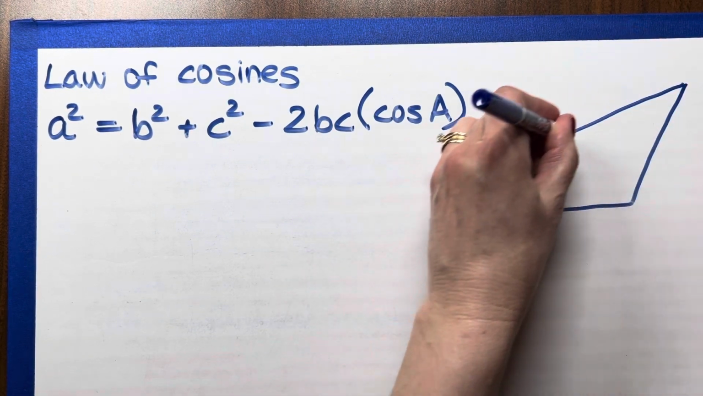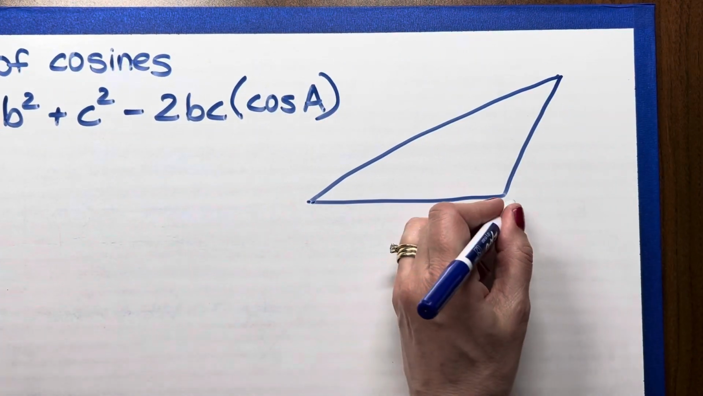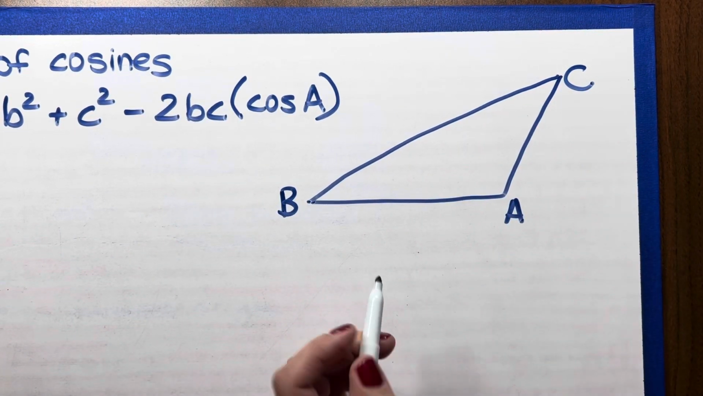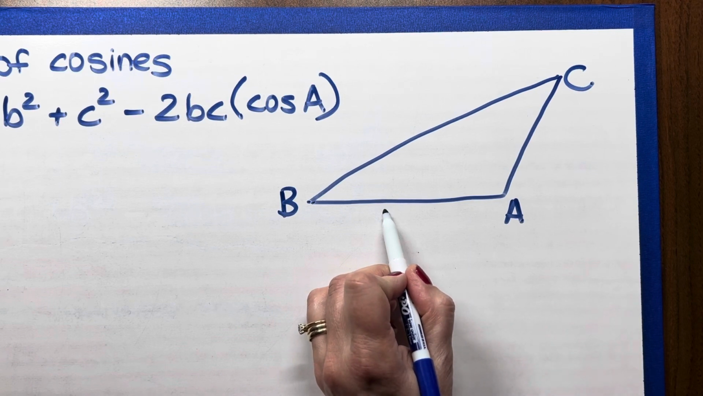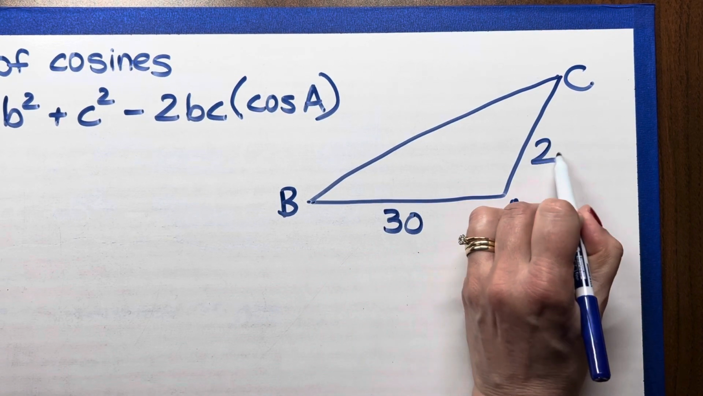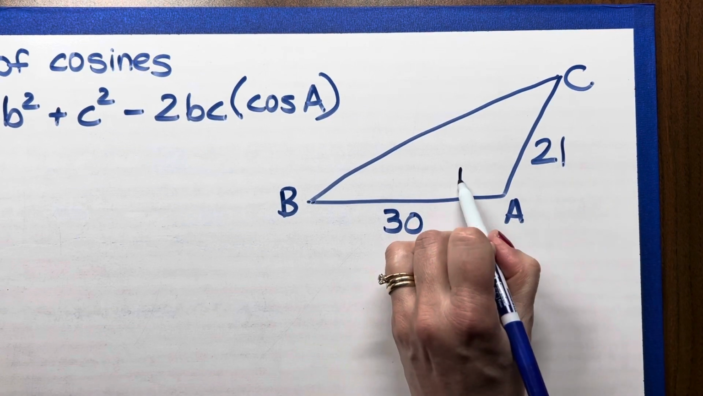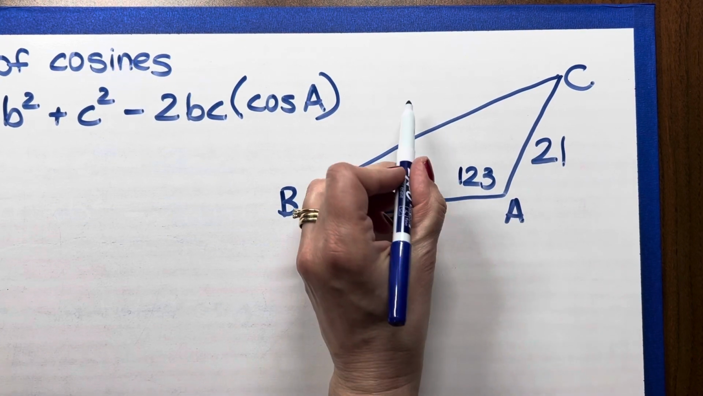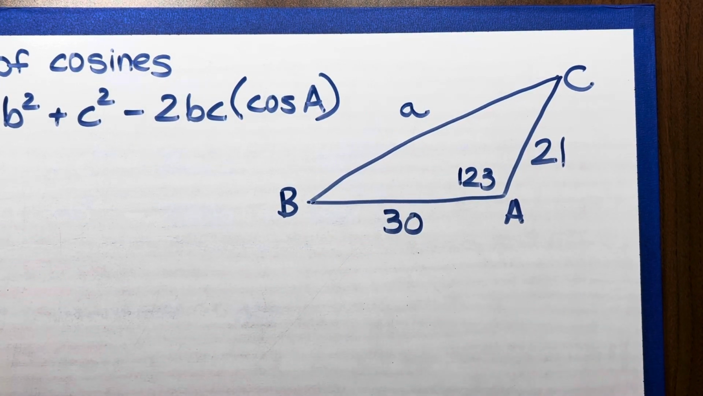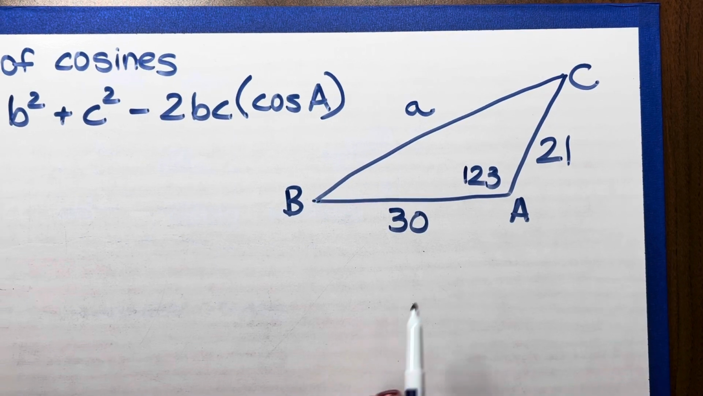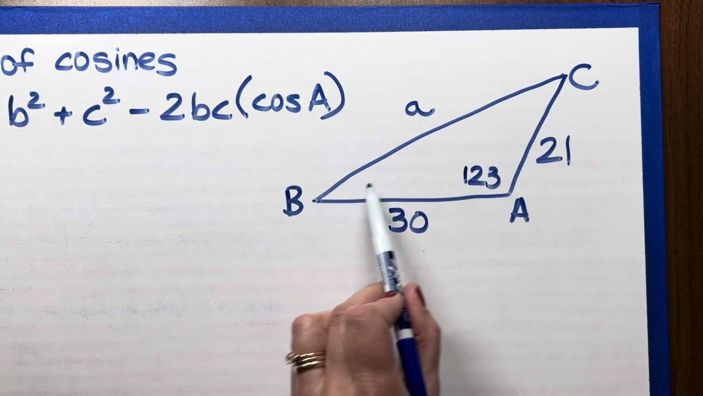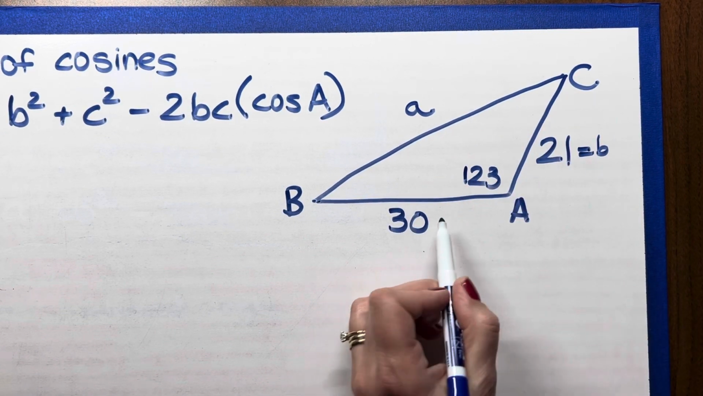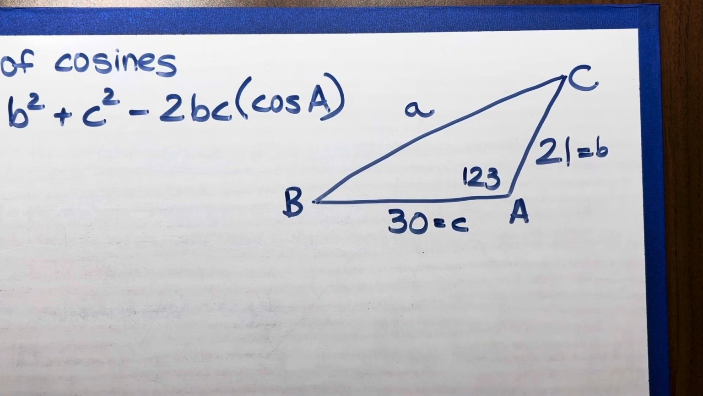So here is our triangle. And I'm going to label it. Here's my A, B, C. Those are my angles. And this side, which I'm going to have as 30, this side as 21. And my angle A is going to be 123. So if this is angle A, then this is side A over here. And this 21 is opposite B, so the 21 is really my side B, and the 30 is opposite the C, so the 30 is really my side C.